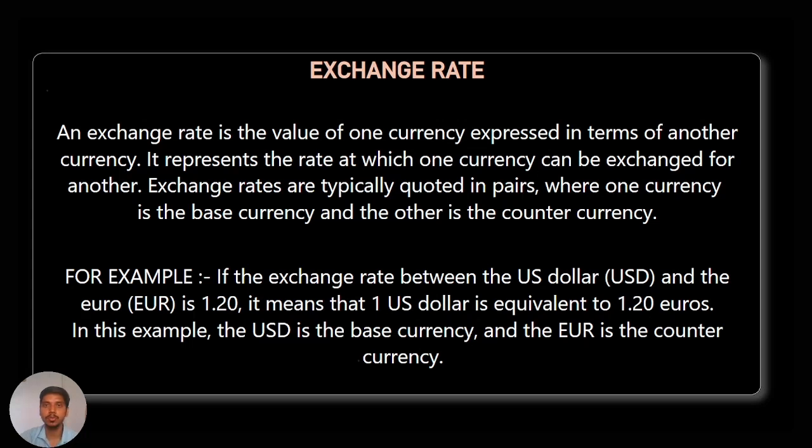So in 2022, she sends me $100, and the price of $1 was 80 rupees at that time. So I received 8,000 rupees in my bank account. In the very next year, there was inflation in India, and the price of $1 was now 90 rupees. So this time when she sends me $100, I received 9,000 rupees in my bank account.